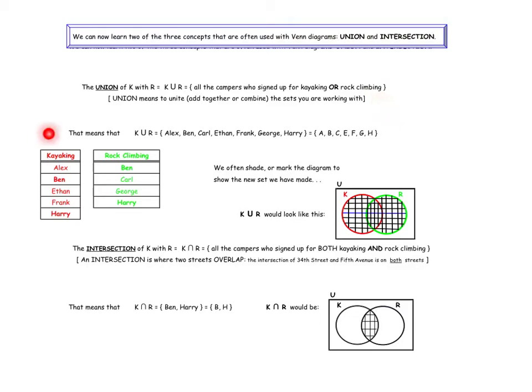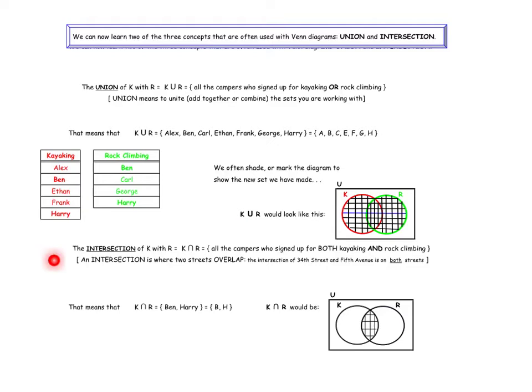So I showed you the kayaking and rock climbing list again, just so you won't have to turn the page. And what we did was we shaded in the Venn diagram, shading in all of the K circle and all of the R circle together, showing that everybody that was in K, everybody that was in R, as long as you're in one or the other, you're part of the union. And the letter U stands for union.